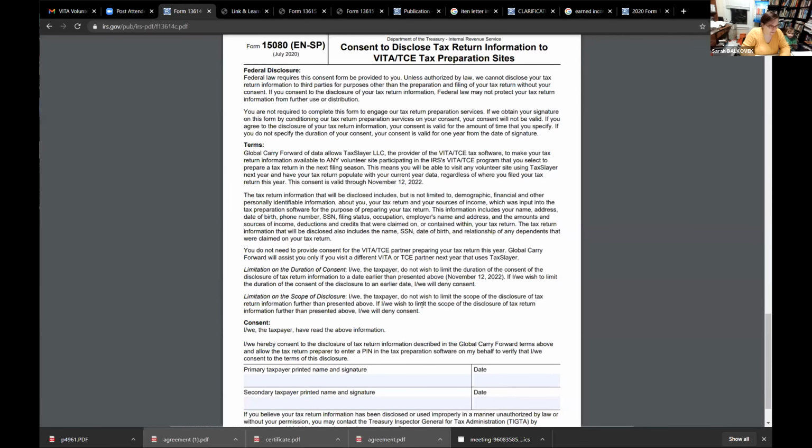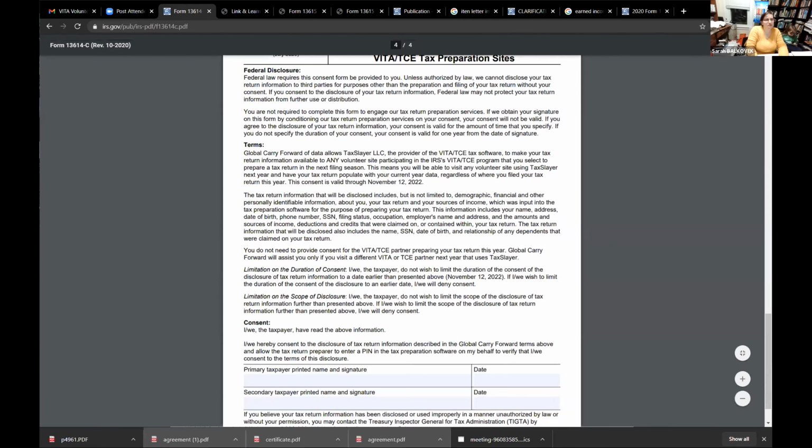And enter a PIN number. So what it says is we have prepared this return as accurately as possible based on the information that they give us, but ultimately they as the taxpayer are the ones that are responsible for that information, and their signature and their PIN number are what is on that tax form.